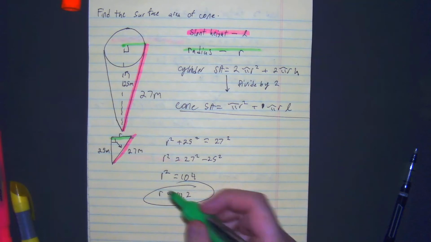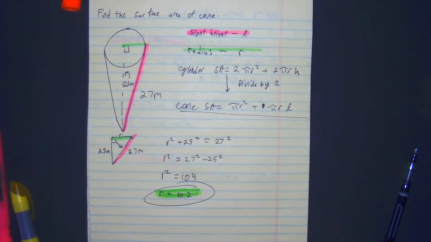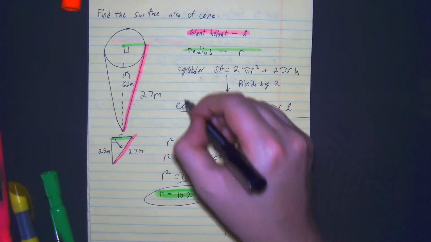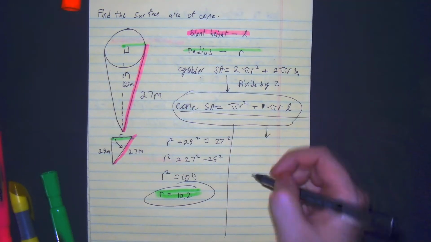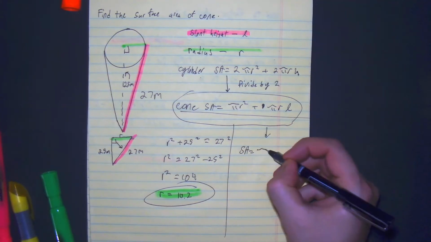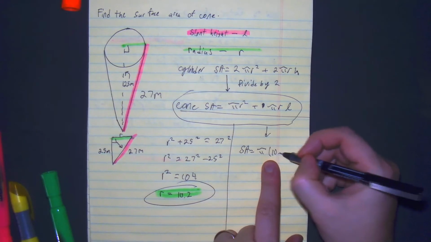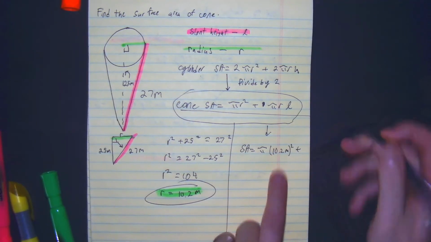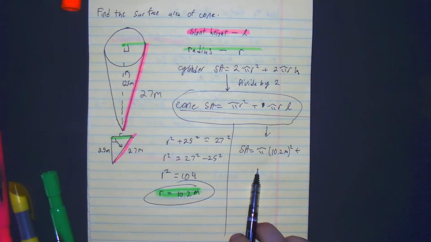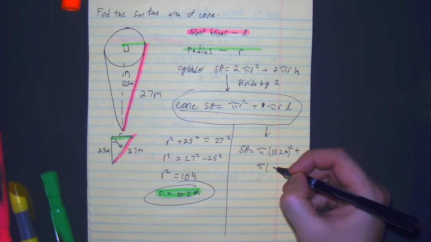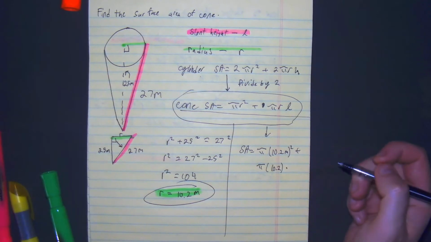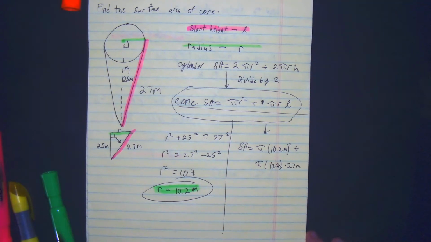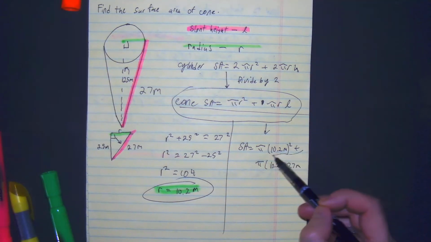Alright, now it's just as simple as plugging everything in here. We're going to use this formula. So the surface area of this cone will be equal to pi times 10.2 meters squared plus, I've got to bring it down here, plus pi times 10.2 times 27 meters. Okay, so this was just saying that it's right here as well.